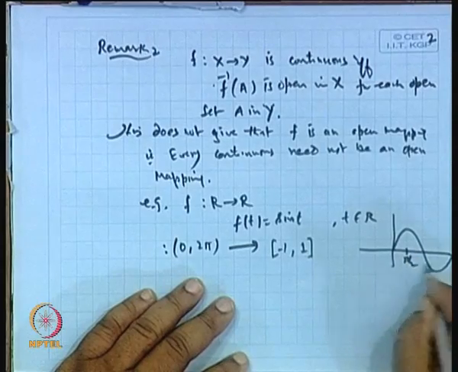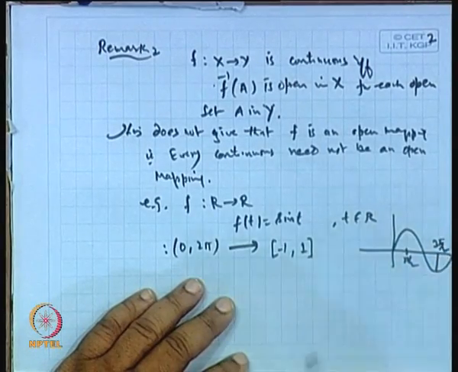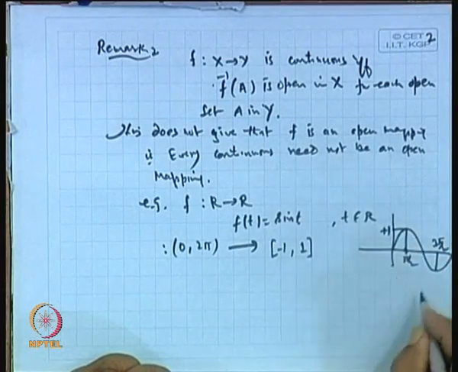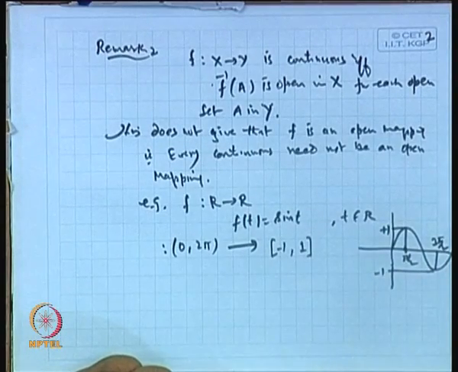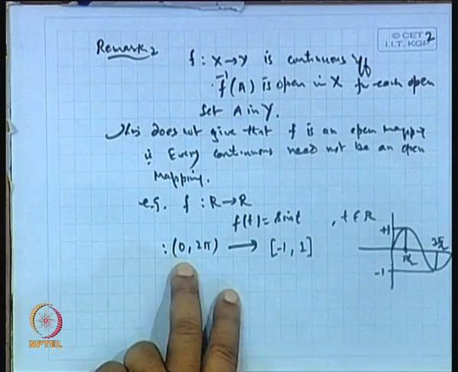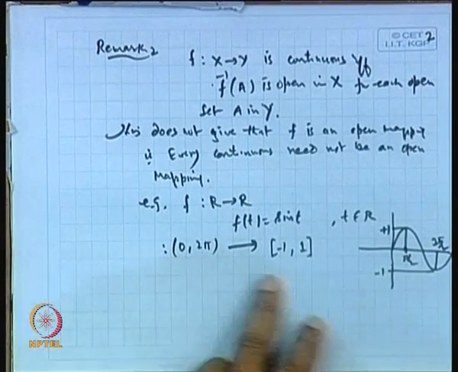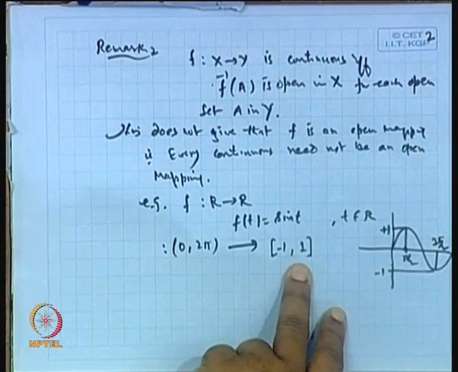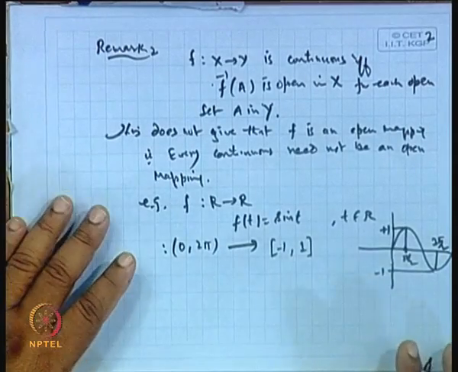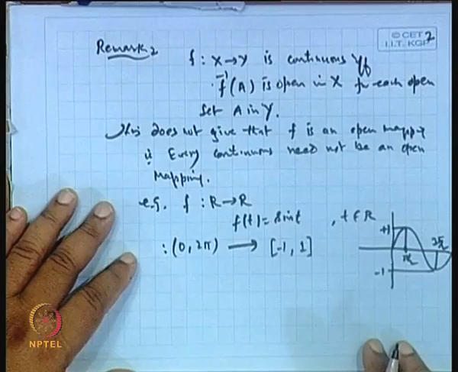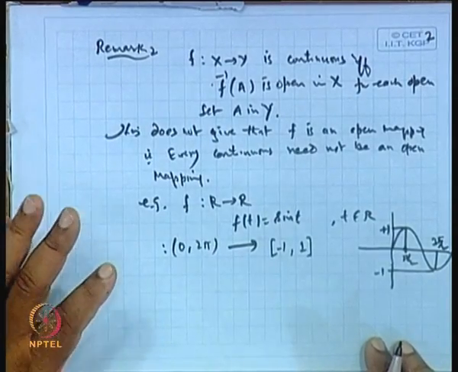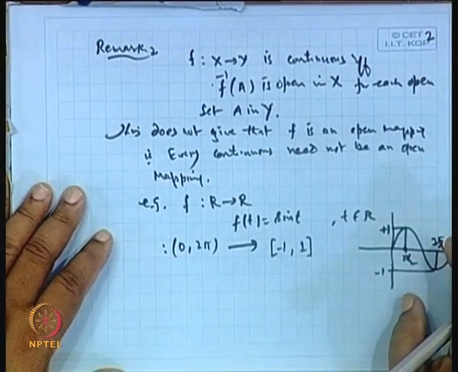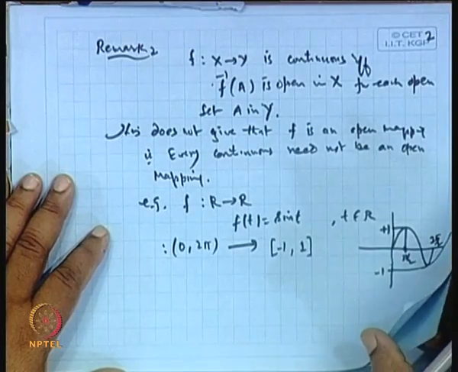So, this is pi by 2, here is 3 pi by 2. Pi plus pi by 2, where it is a plus 1 and here it is minus 1. It means this is an open set, but under the continuous function it does not transfer to an open set. So, every continuous function need not be an open mapping. Therefore, some extra condition is required for a function to be an open mapping. That is one. So, this gives you the next theorem, which is known as the open mapping theorem.